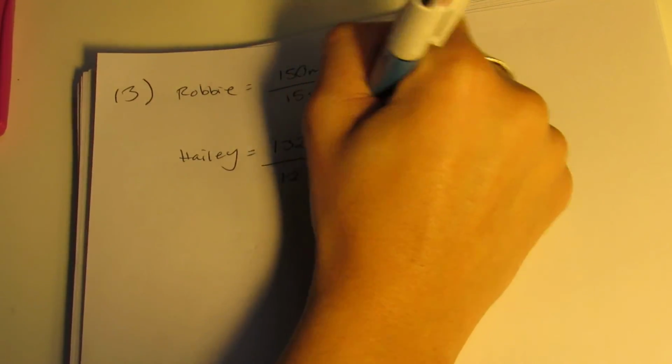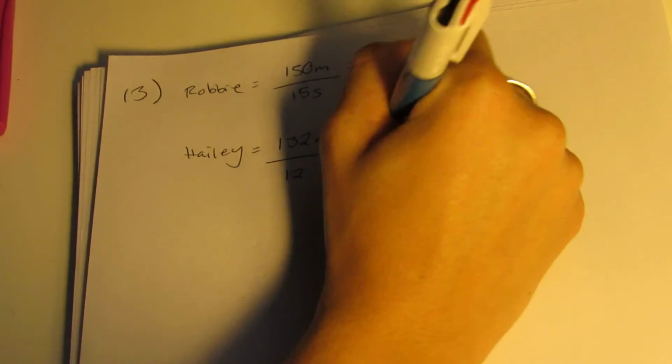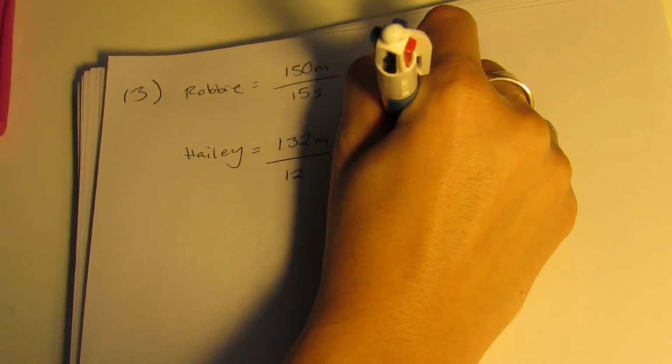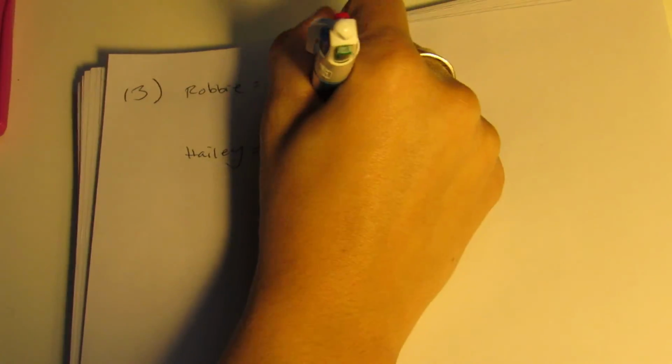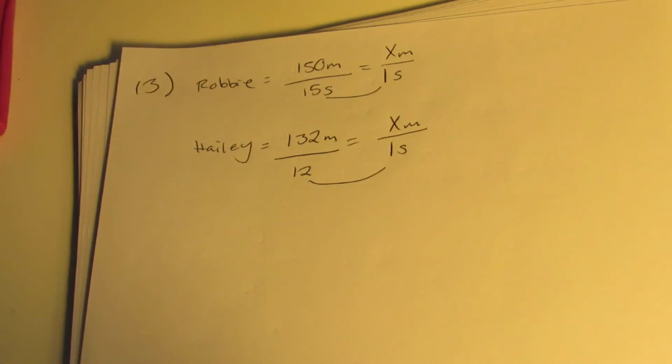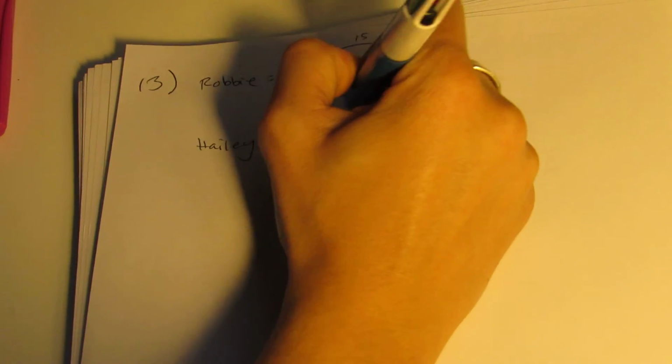So I want to figure out who ran faster by finding the unit rate. Okay, same thing as better buy. I'm going to compare. But instead of finding the cheapest one, the better buy, I want to see who's faster. So I want to look for the bigger number. And I want to compare it to 1 second. So how many meters can they run in 1 second? All right? So 15 to 1 and 12 to 1. So 15 divided by 1 gives you 15. So that's my scaling factor.